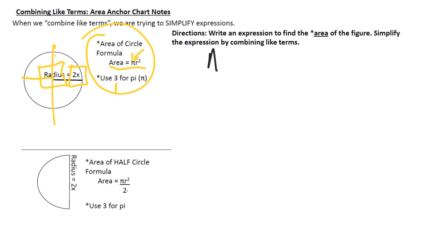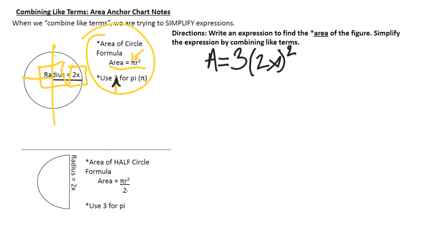So our area is going to be, now again, we're going to use the number 3 for pi. So 3 times 2x, and then that radius has to be to the power of 2. So we have our expression written: area equals 3 times 2x to the power of 2.